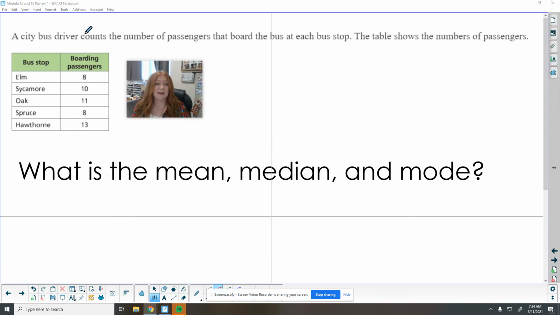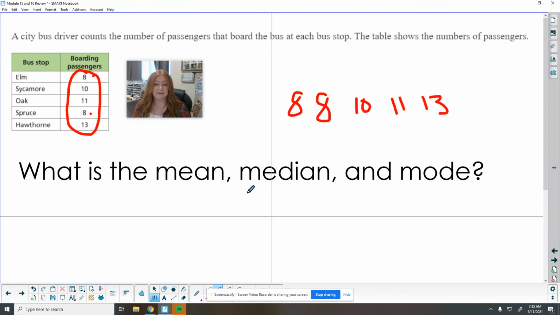So here we have this bus driver counting the number of passengers at each bus stop that get on the bus. And so here are 5 different bus stops and how many passengers got on. So we're going to find the mean, the median, and the mode. Since we're looking at all of that data, let's go ahead and put these in order. So go ahead and do that. So 8, 8, 10, 11, 13.